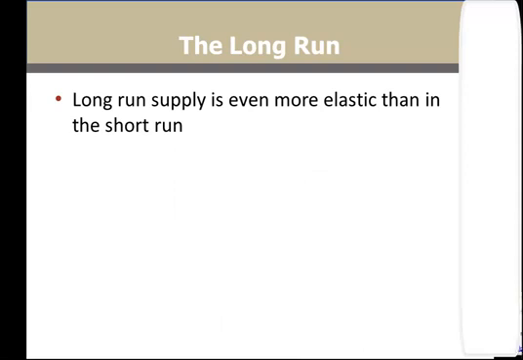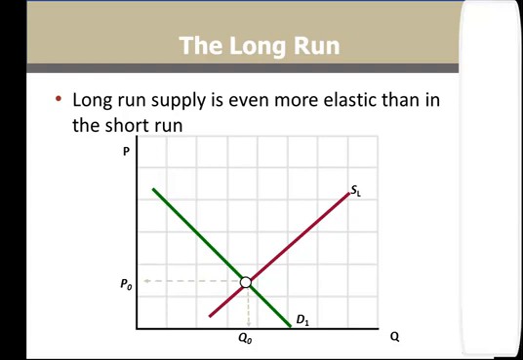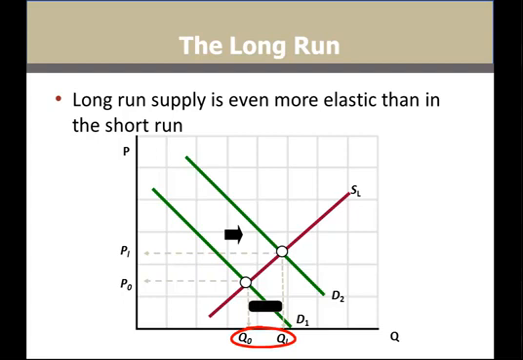The long run. In the long run, there's enough time to adjust outputs for everything. You can build bigger facilities, you can hire more people, you can buy more inputs. So you can adjust everything in the long run. This means that supply will be even more elastic, and with the same increase in demand, there is an even greater increase in the quantity than in the short run.